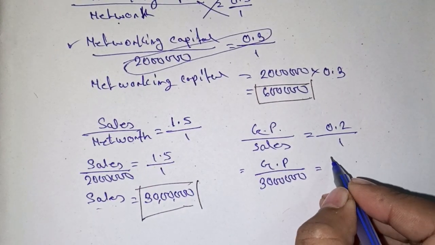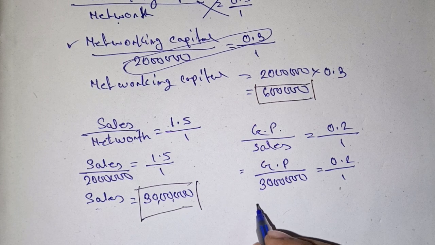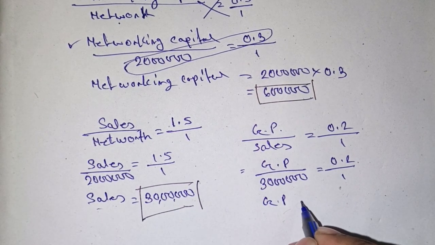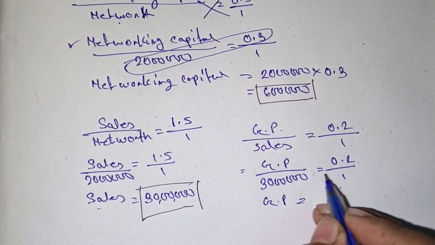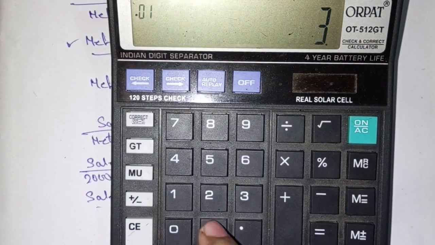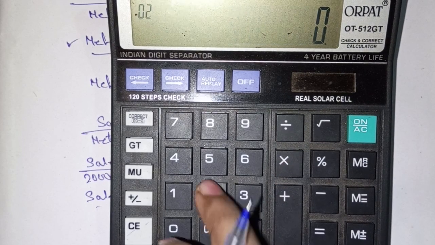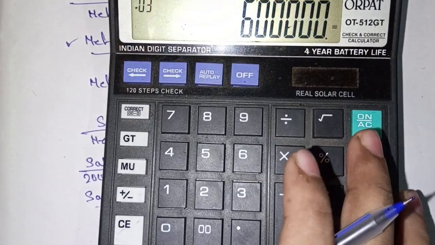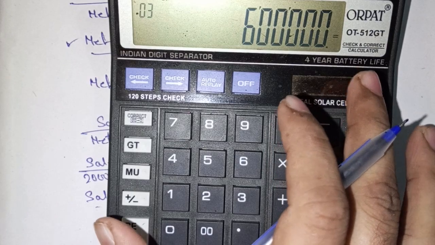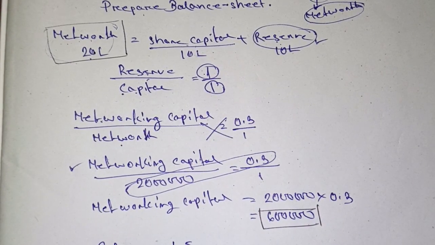So GP by sales 30 lakhs equal to 0.2 by 1. So GP will be 30 lakhs multiplied by 0.2. Okay, 30 lakhs multiplied by 0.2. How much? 6 lakh.